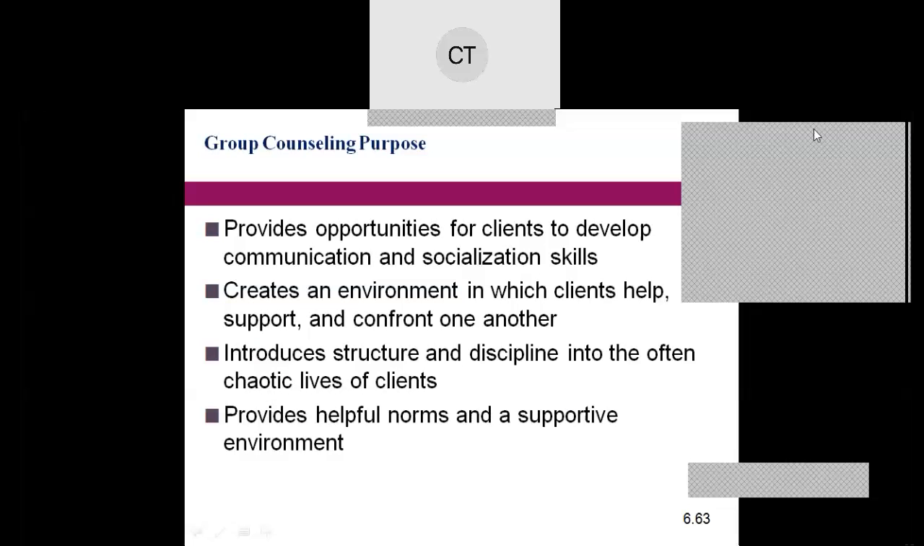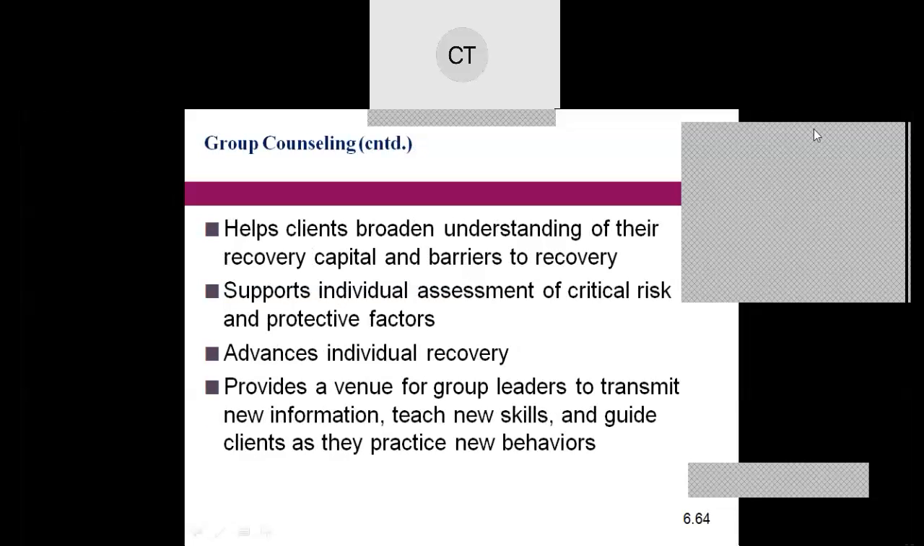Group counseling. Group counseling is actually given to clients, basically to help the client improve his communication and socialization skills. And this group counseling is generally done as structured therapy. That means it gives the client an idea of how to lead a structured life, how to be disciplined. All these things will be the criteria that he learns in the process of group counseling.